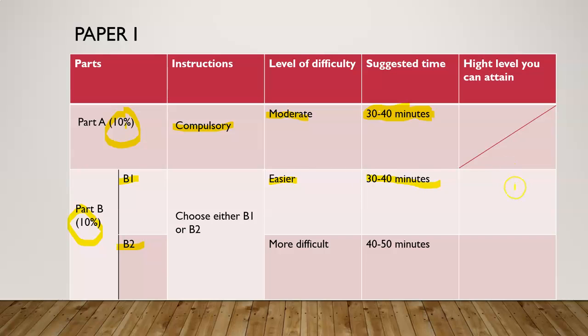The highest level you can attain if you take B1 is level 4. So if you just want to secure a level 4, you can consider taking B1. If you want to have level 5 or above, you should choose B2. B2 more difficult, and normally it takes about 40 to 50 minutes to complete the paper. So you should start to prepare that now.